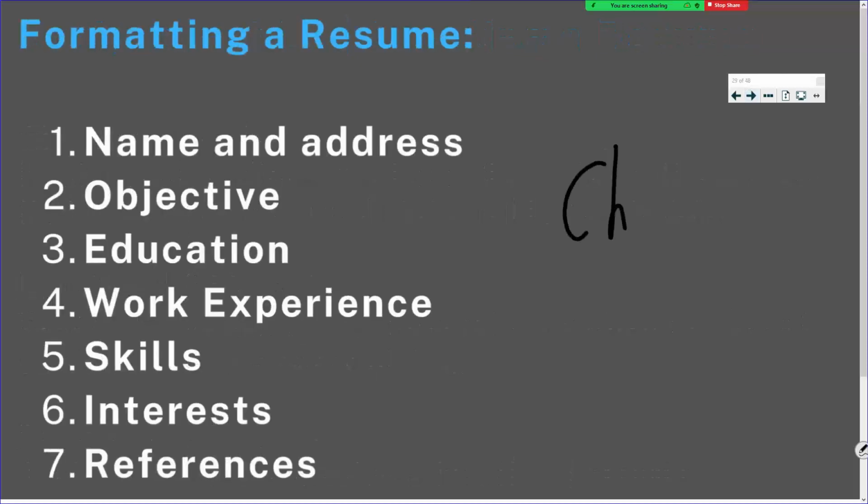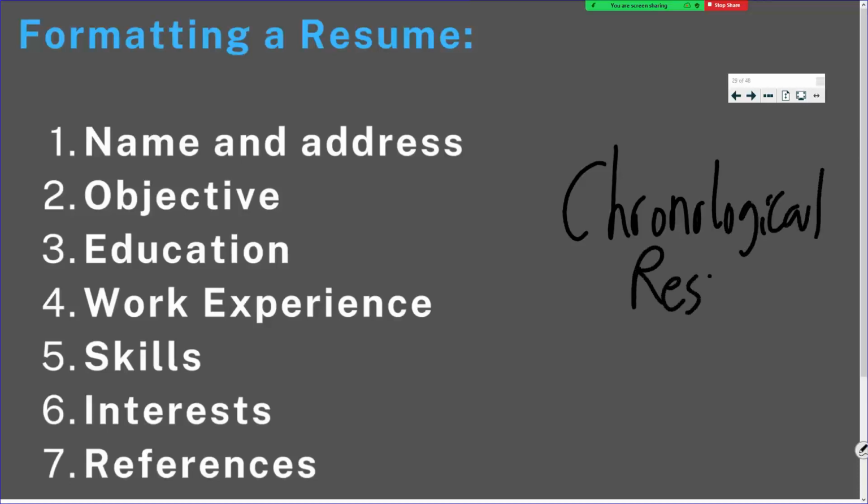So what we're talking about here is a chronological resume. And when you write a chronological resume, this is the format. This is the order, okay? So you start with your name and address. You give the employer your objective, what you want. You tell them your education or your work experience.